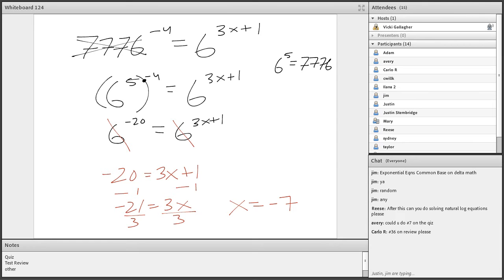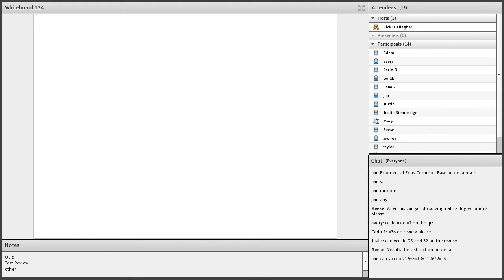Solving natural logarithm equations, is that something on Delta Math, on a homework, on a quiz? Like what, is there a specific problem? The last section on Delta. Okay, let me do this one last problem for Jim, and then we can look at yours next.